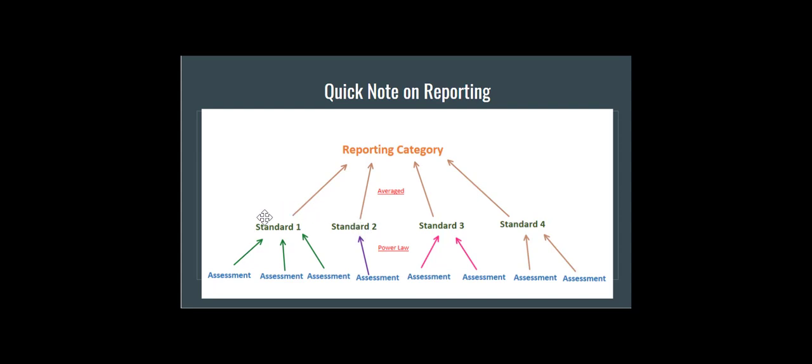And then like standards are grouped together, and those like standards are averaged, and a particular proficiency level for that student is calculated at the reporting category level. And that reporting category is what is going to go on the student's report card.